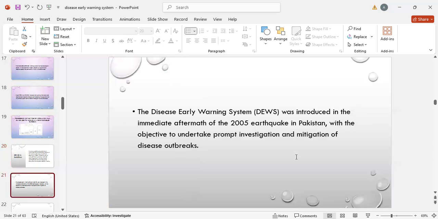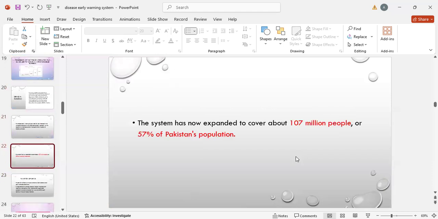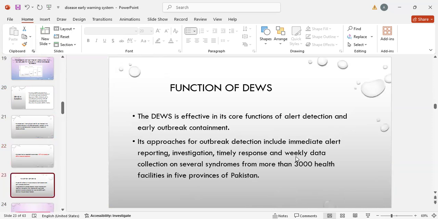The Disease Early Warning System was introduced in the immediate aftermath of the 2005 earthquake in Pakistan with the objective to undertake prompt investigation and mitigation of disease outbreaks. The system has now expanded to cover about 107 million people, or 57% of Pakistan's population.